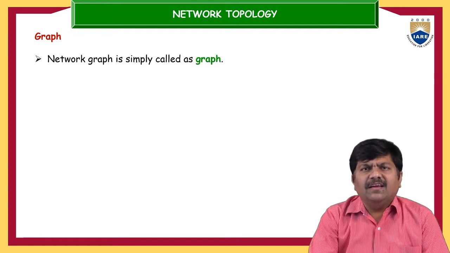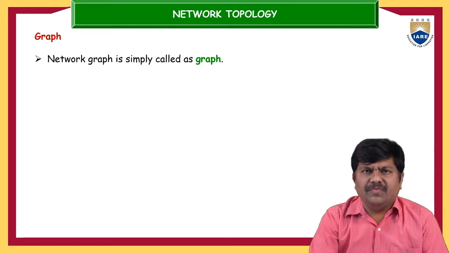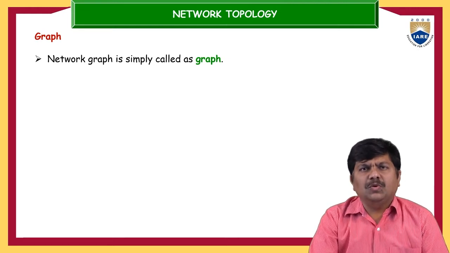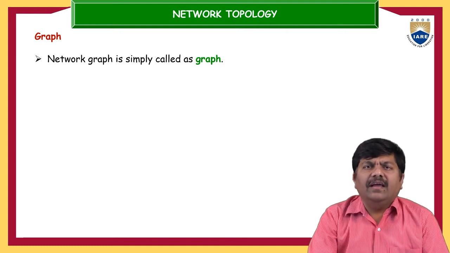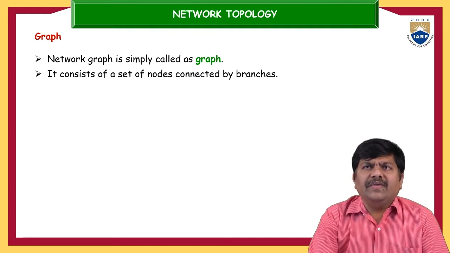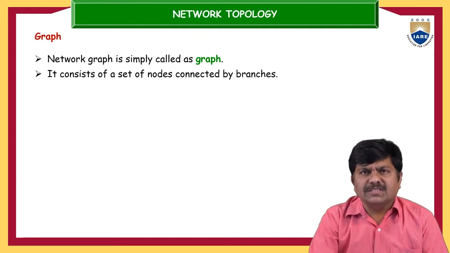So the first one, a very familiar one, is the graph. What exactly is a graph? A network graph is simply called a graph. So network topology can begin with the associated term network graph. So graph is nothing but network graph, we can call it a graph. It consists of a set of nodes connected by branches.